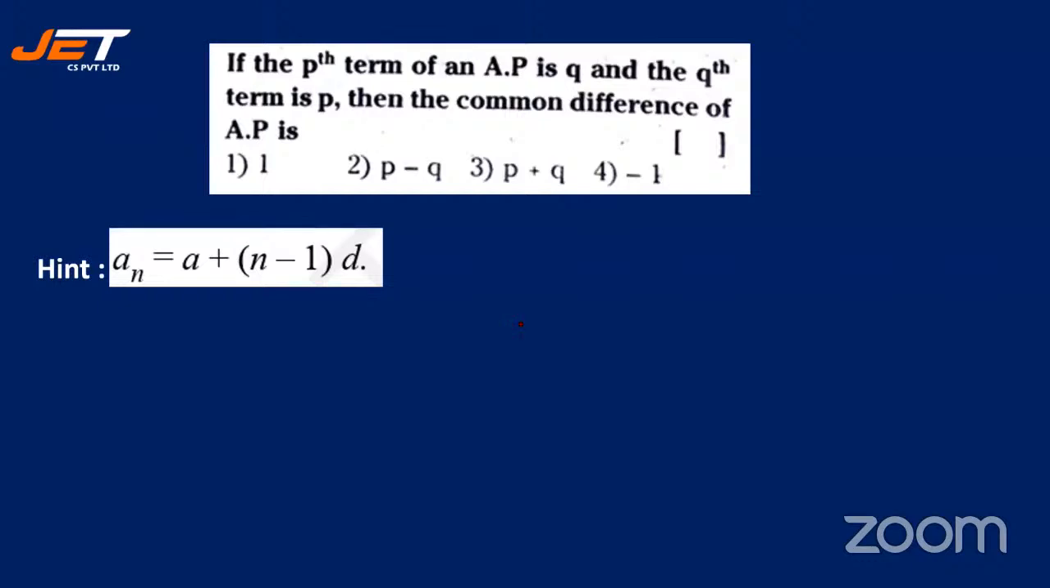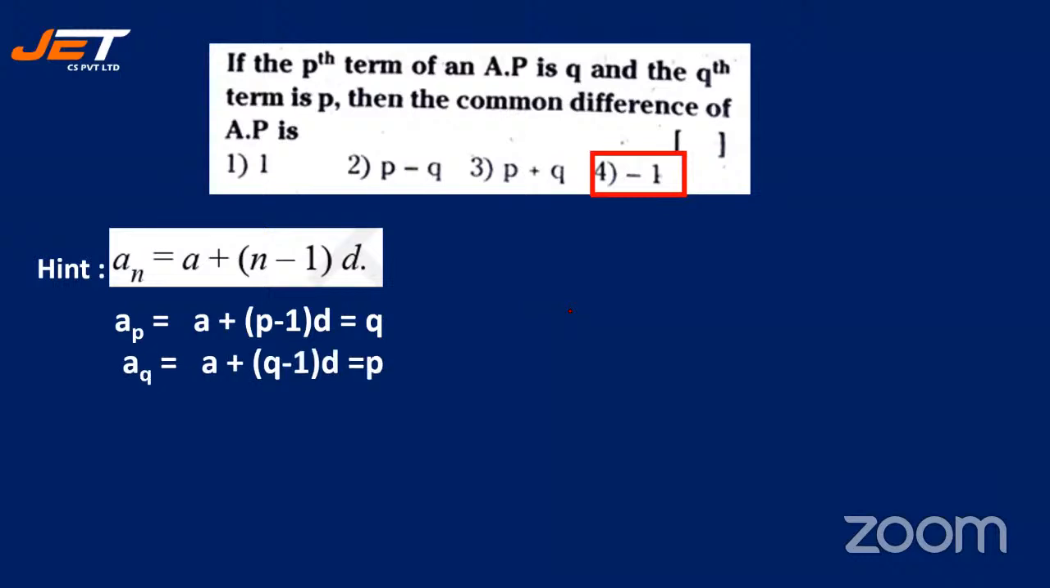Unless we work it out, we will not be able to get the answer. All right, see the question, the answer is 4, that is -1. How? See, AP, AN, so instead of N, you are substituting it as P, which is A plus P minus 1 into D. And what is AP? He says the Pth term is Q, so it's Q.